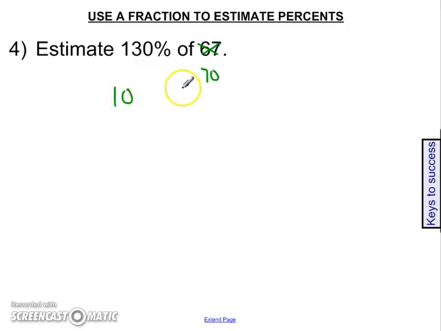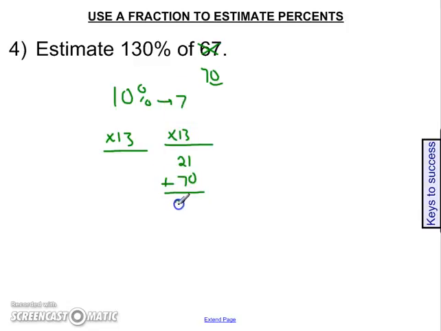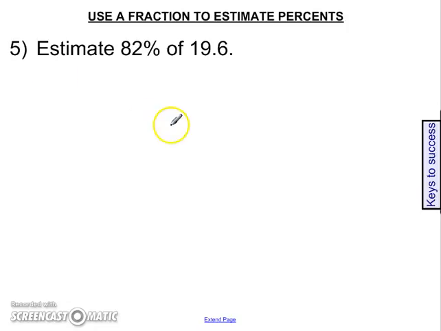So if I find 10%, well, that's 7. If I move the decimal one place to the left, that's 7. So if I multiply by 13, 7 times 13, that gives me my solution. So 3 times 7 is 21, placeholder. 1 times 7 is 7. I add them together, you'll notice I've got 91. So this is where I combined 10%, 13 times. And so it's around 91. Or you could have gone 100 plus 30%, something like that.